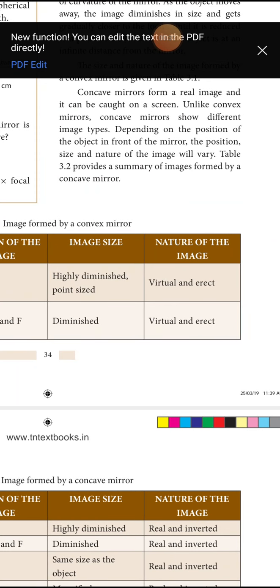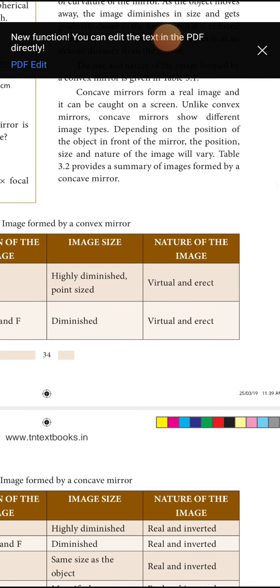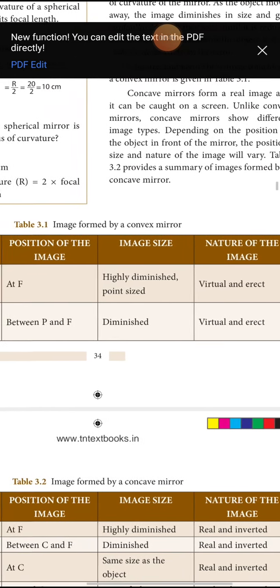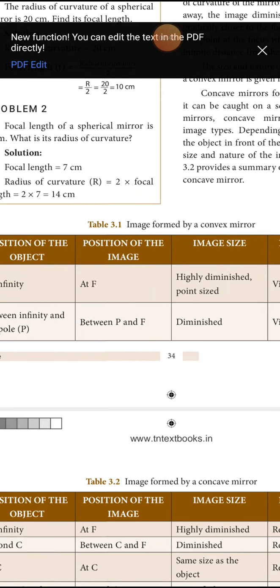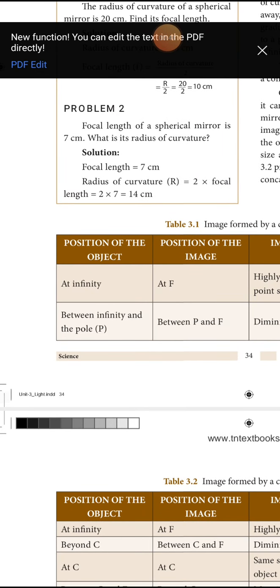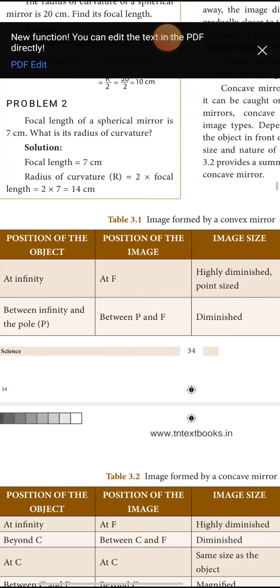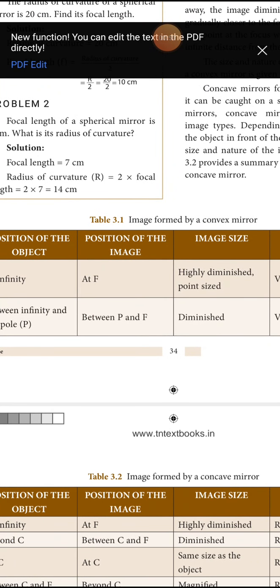That highly diminished point size image is an erect image. All erect images are virtual images. Virtual means we cannot catch the image on a screen. When the object is between infinity and the pole, the image will be formed between the pole and f.